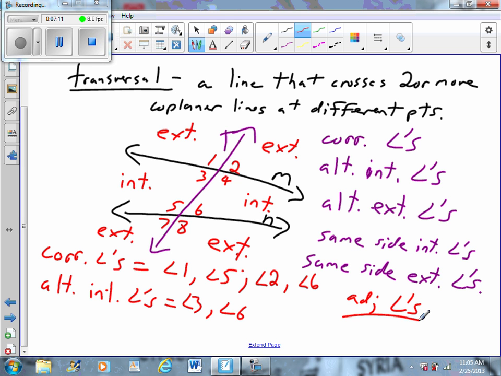What's another pair of alternate interior angles? 4 and 5. Yeah, that's right. So alternate interiors, 4 and 5.